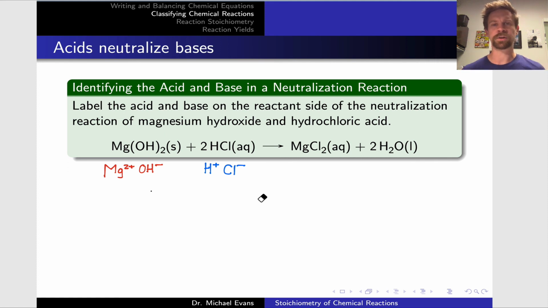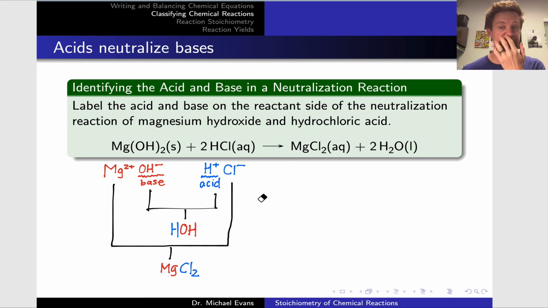I think it also helps here to split out the compounds into their component ions. HCl, although not an ionic compound in the gaseous state, does form hydronium and chloride ions when dissolved in water, so we can think of it as an ionic compound. This makes it pretty clear that the magnesium hydroxide is the base and the HCl is the acid, and H plus and OH minus combine to form the water product shown on the right-hand side in this reaction. The magnesium 2 plus and Cl minus ions remain in solution and form aqueous magnesium chloride, we might say.